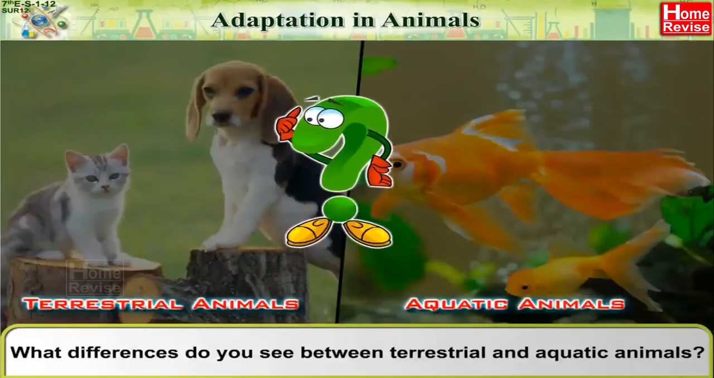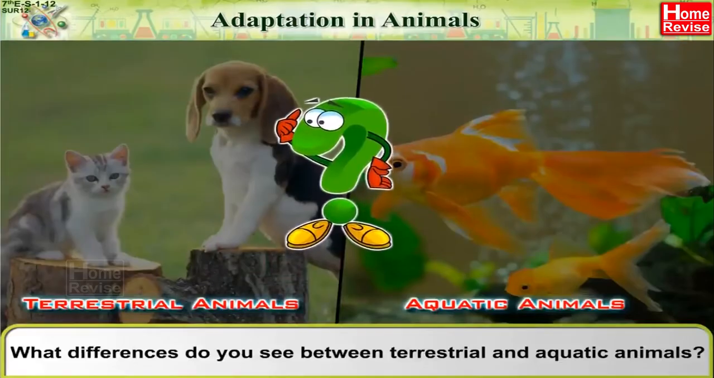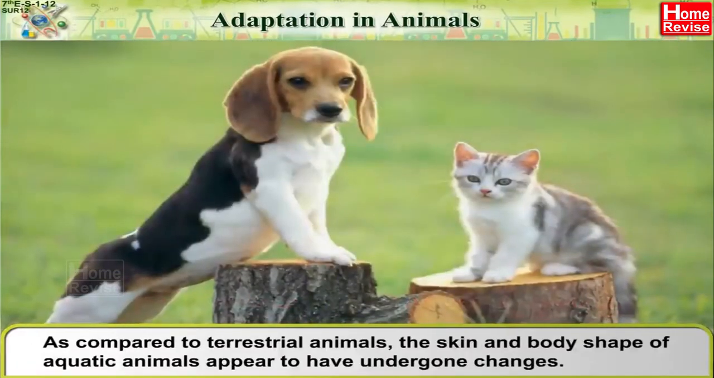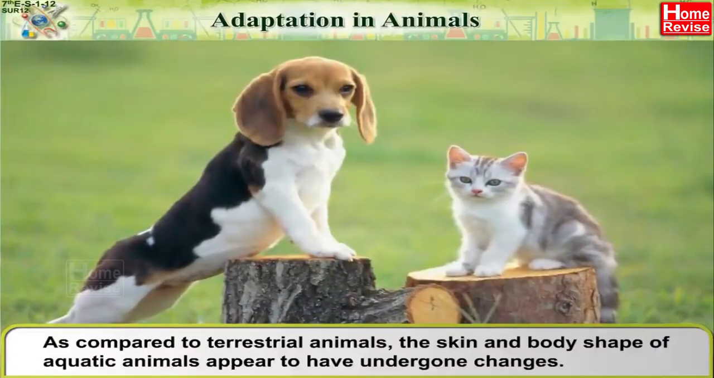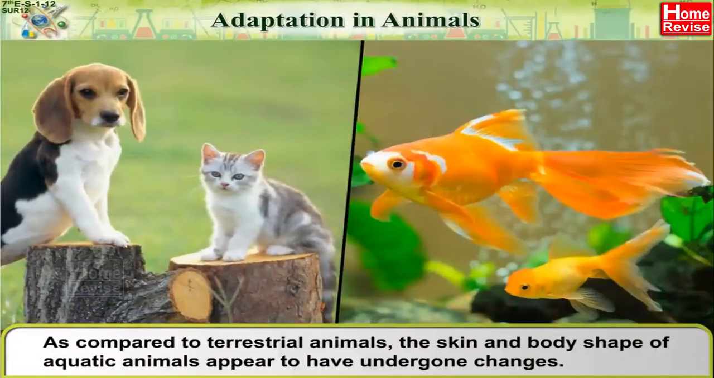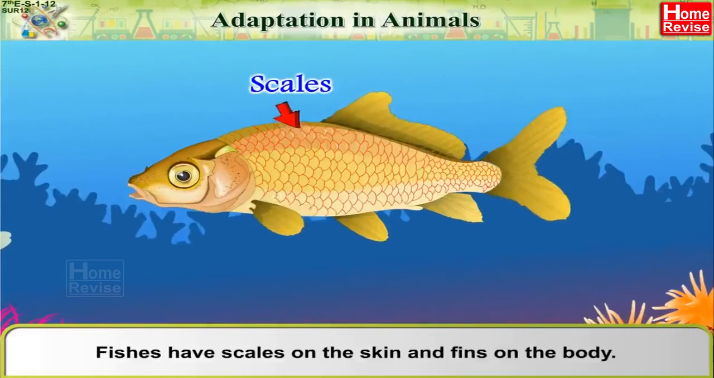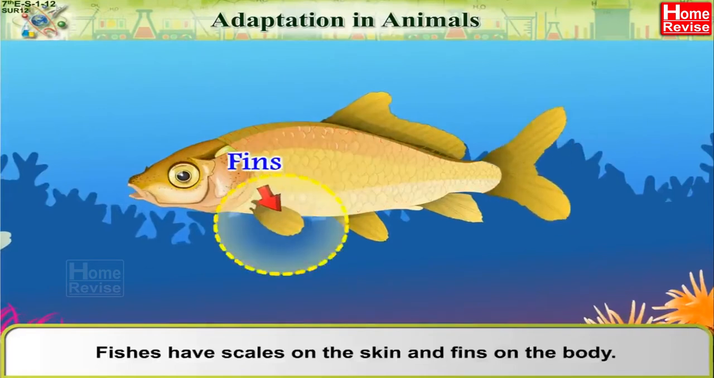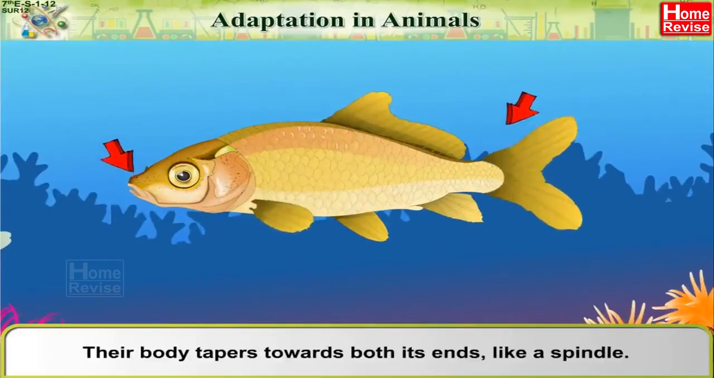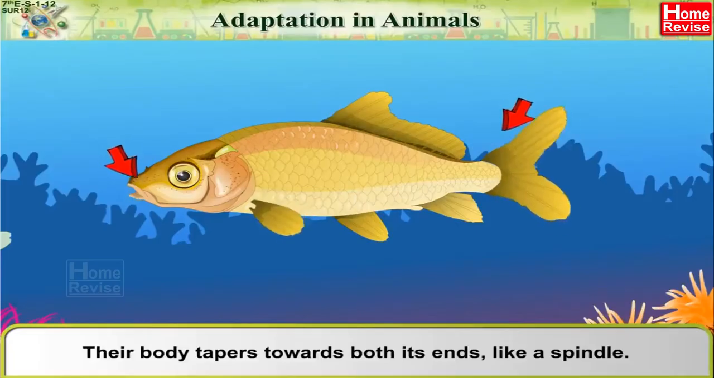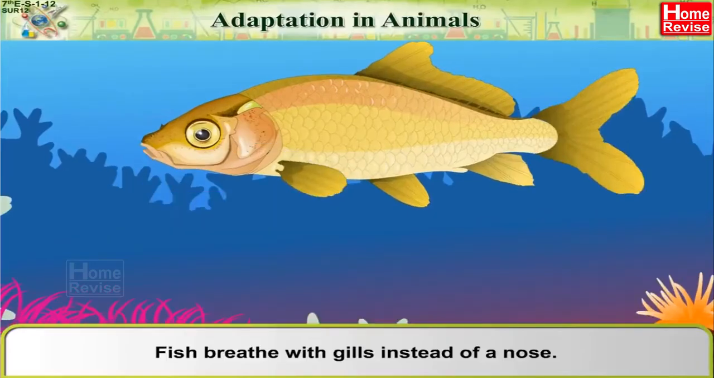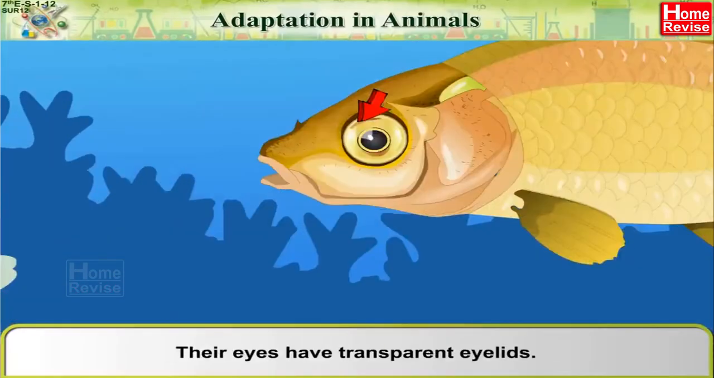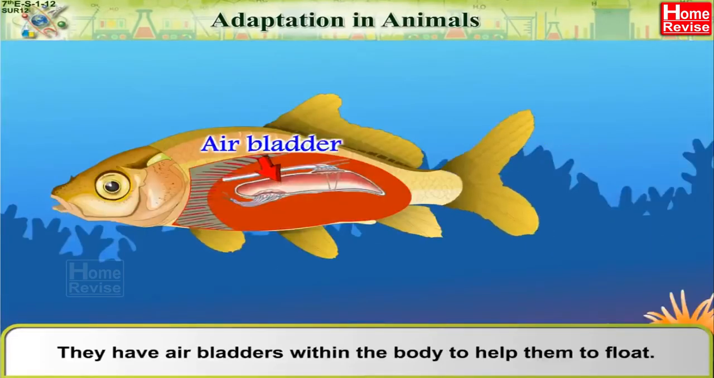What differences do you see between terrestrial and aquatic animals? As compared to terrestrial animals, the skin and body shape of aquatic animals appear to have undergone changes. Fishes have scales on the skin and fins on the body. Their body tapers towards both its ends like a spindle. Fish breathe with gills instead of a nose. Their eyes have transparent eyelids. They have air bladders within the body to help them to float.